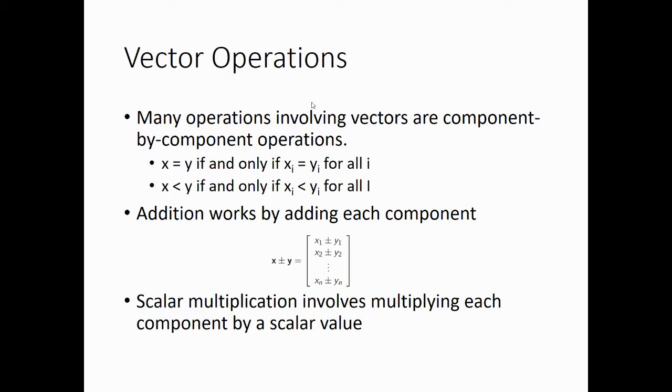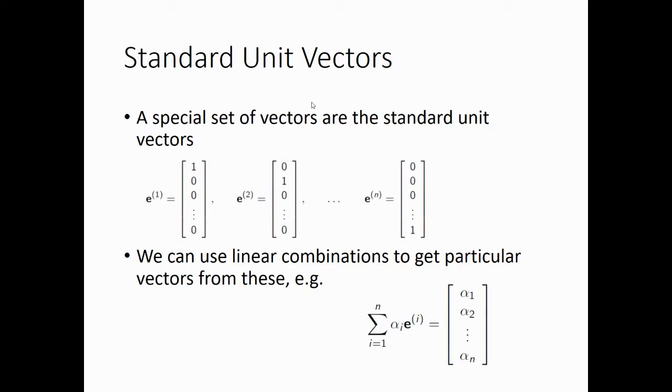Many operations involving vectors are component by component operations. For example, if we want to compare two vectors for equality mathematically, x equals y if and only if x sub i equals y sub i for all i. So if all the components are equal to one another, the two vectors are equal. Same thing for less than and greater than. Addition works by adding each component, and scalar multiplication involves multiplying each component by a scalar value.